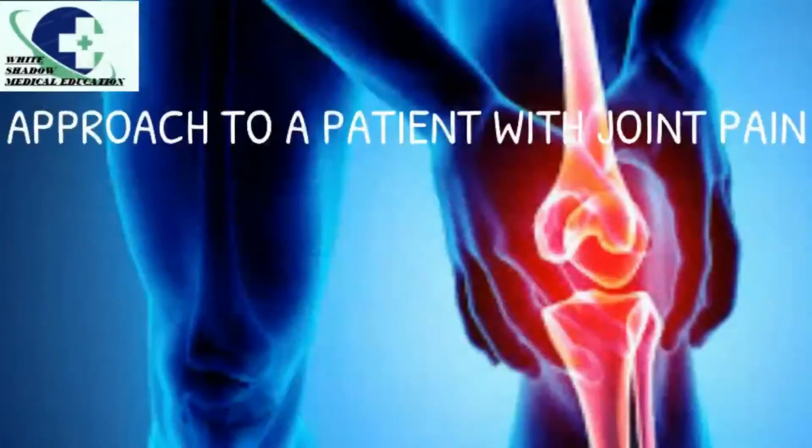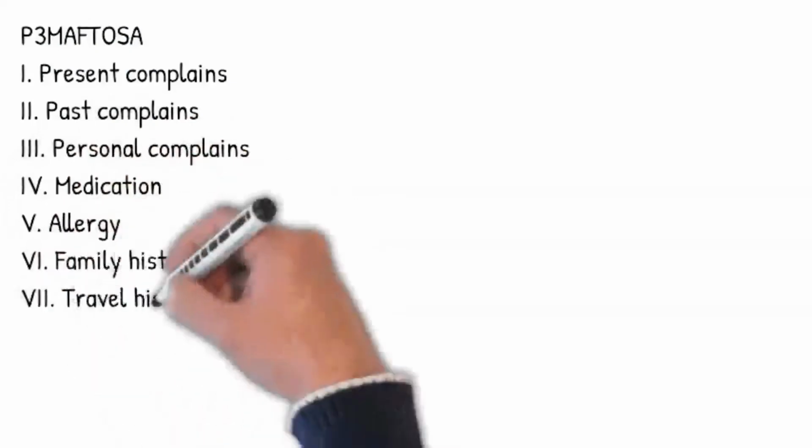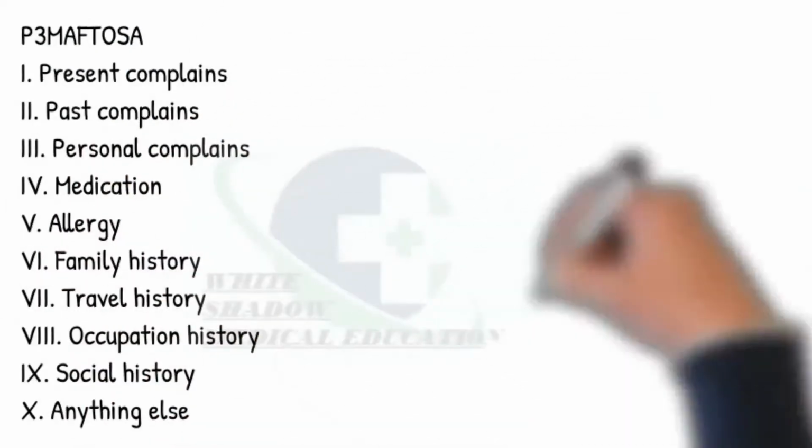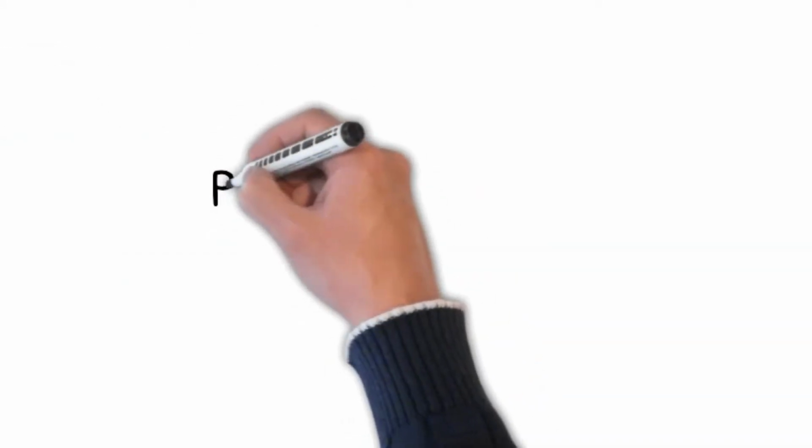Approach to a patient with joint pain. Let's begin our approach using P3 MAFTOSA. 3 Ps: present complaint, past complaints, personal history. Let's start with present complaints.